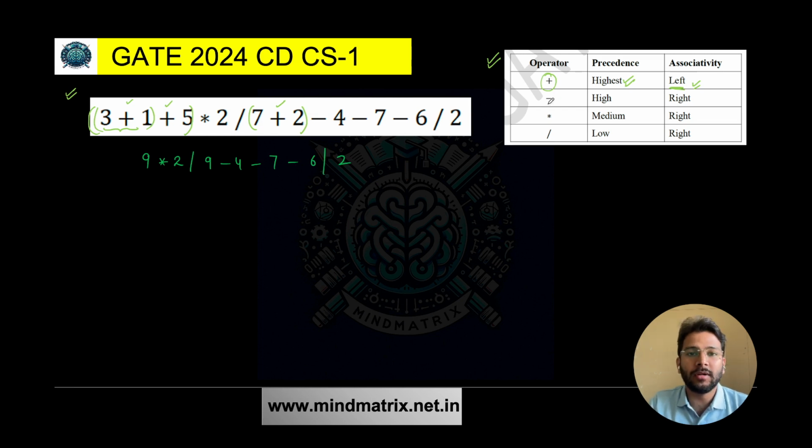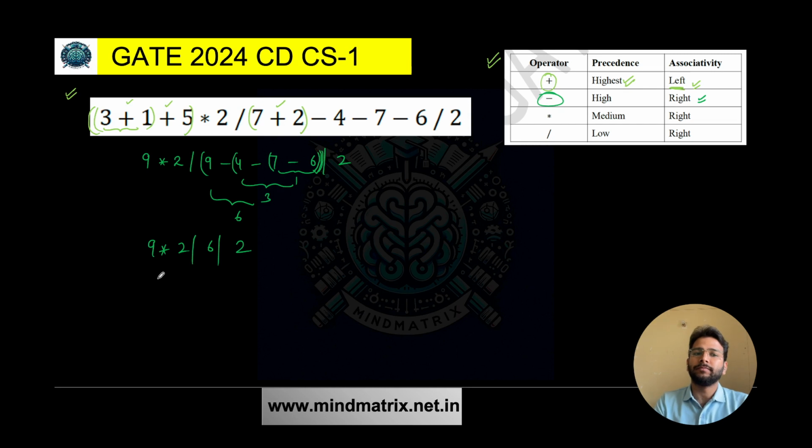The next operator, or we can say the next high precedence operator that we have is minus, and the associativity is right. So here we have to first solve the rightmost. So first we are going to solve 7 minus 6, then this one, and then further this one, right? 7 minus 6 will give you 1, 4 minus 1 will give you 3, 9 minus 3 will give you 6. So what we are getting now? We will be getting this thing, right?